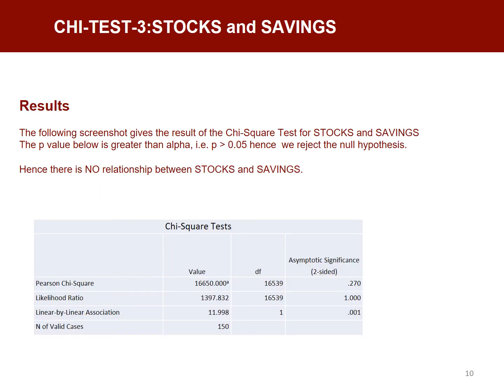We see our results in the following screenshot. The results of the chi-square test for stocks and savings. The p-value below is greater than alpha. The p is greater than 0.05. Hence, we accept the null hypothesis. We see there's no relationship between stocks and savings.